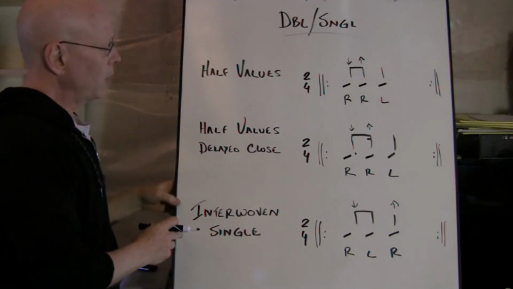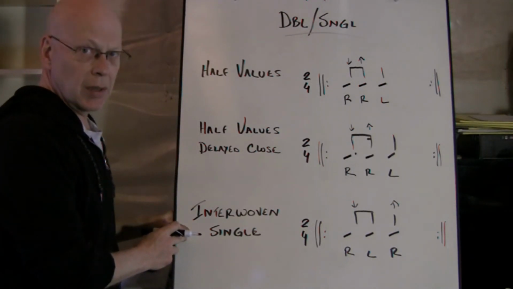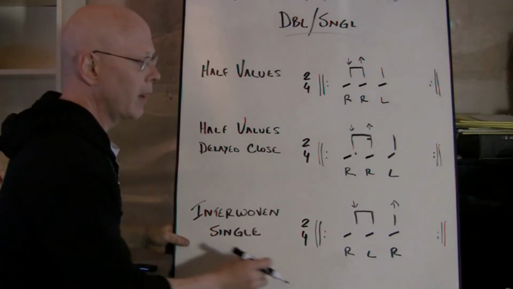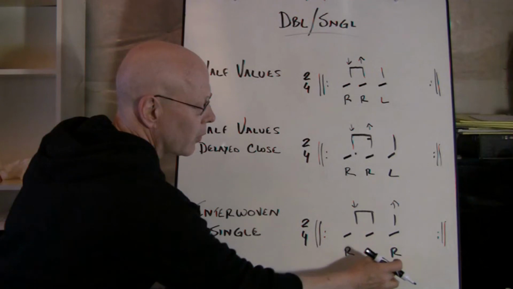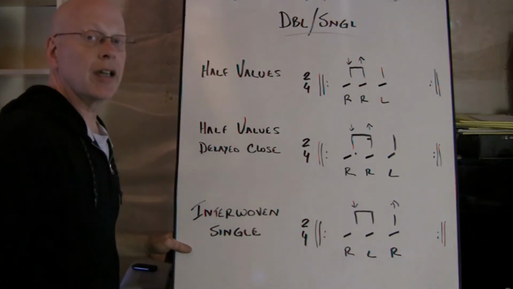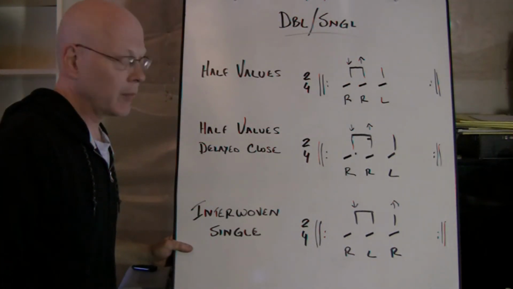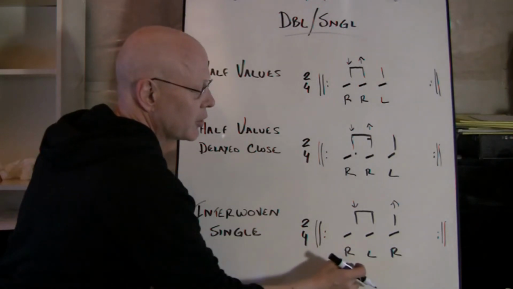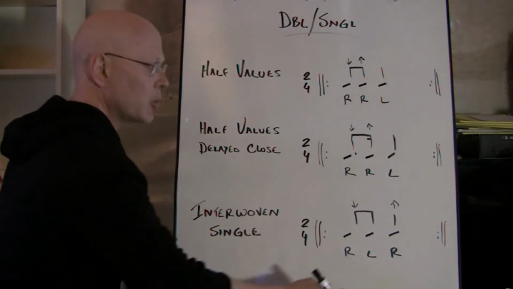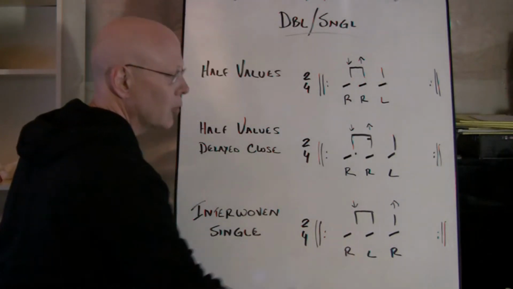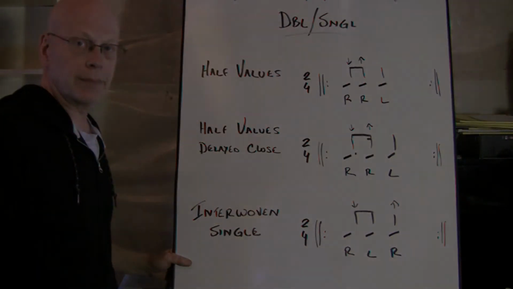Note that when we get down to the interwoven single in 2/4 time, our double stroke, or our 2-note stroke in our right hand, is in continuous mode. So it's playing a steady stream of notes, and you're inserting that left hand in between the open and the closed stroke of the double.